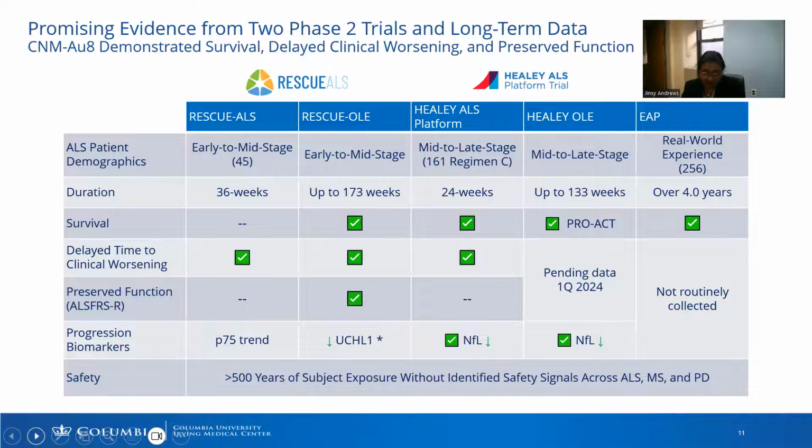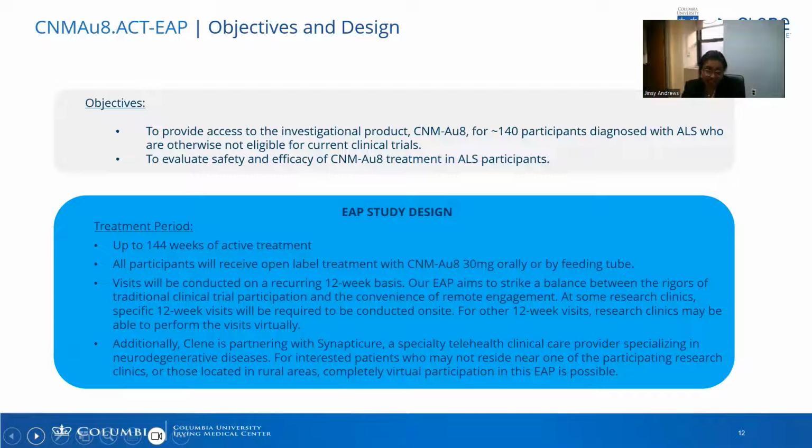If you go to the next slide, the objective of the NIH-funded grant is really to provide access to CNM-AU8, and the primary objective is really to evaluate the safety and tolerability, and also evaluate the efficacy of the investigational product in ALS participants. And what's really nice about this grant is that it is providing 144 weeks of active treatment to those that enroll into this NIH-funded expanded access program.